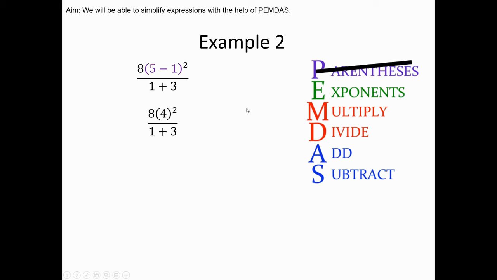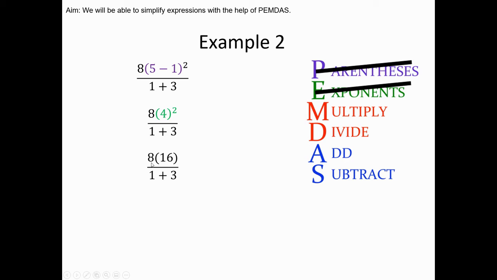Now, exponents is next. I see a squared right here. 4 squared, not the 8, just the 4. 4 squared is 4 times 4, which is going to be 16. So now I see no more exponents. I'm going to go ahead and cross that off. Now we have a little bit more work to do. I'm taking a look at this.